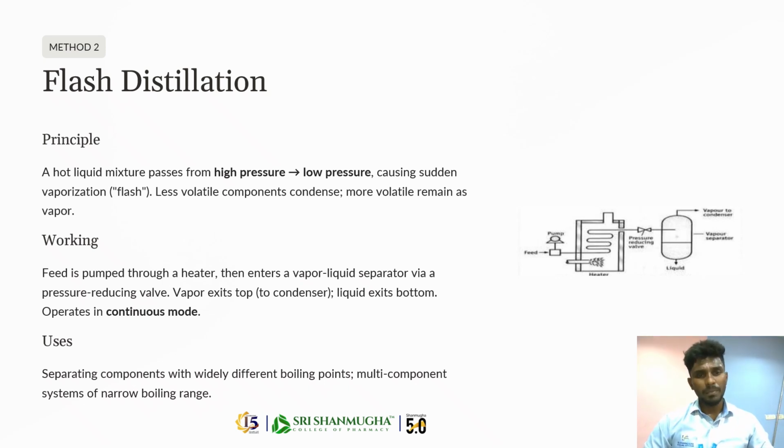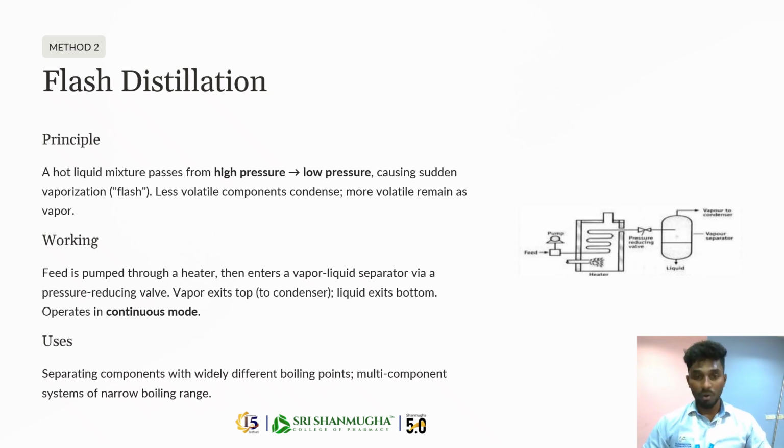The feed is pumped through the heater, then enters the vapor-liquid separator via the pressure reducing valve. Vapor exits at the top and liquid exits at the bottom, and it is operated in continuous mode. That's the basic working principle. And what are the uses for this?